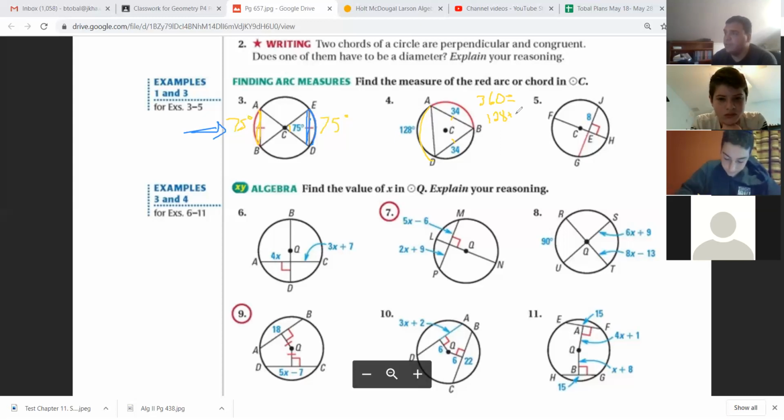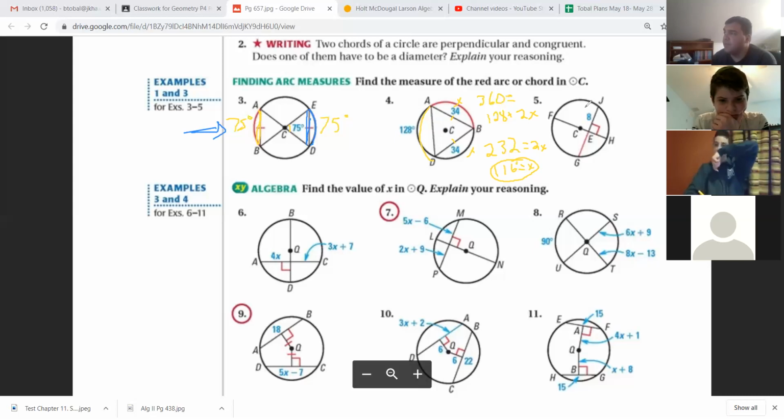So if I call them X, I could write 2X, because they're the same, so it's X plus X, 2X. Because I don't know what they are, so I just put X. So we do a little math. Subtract 128 on both sides. You get 232 equals 2X. Divide by 2 on both sides. 116 equals X. Which means AB should be 116. This arc right here is 116 degrees, I should say.